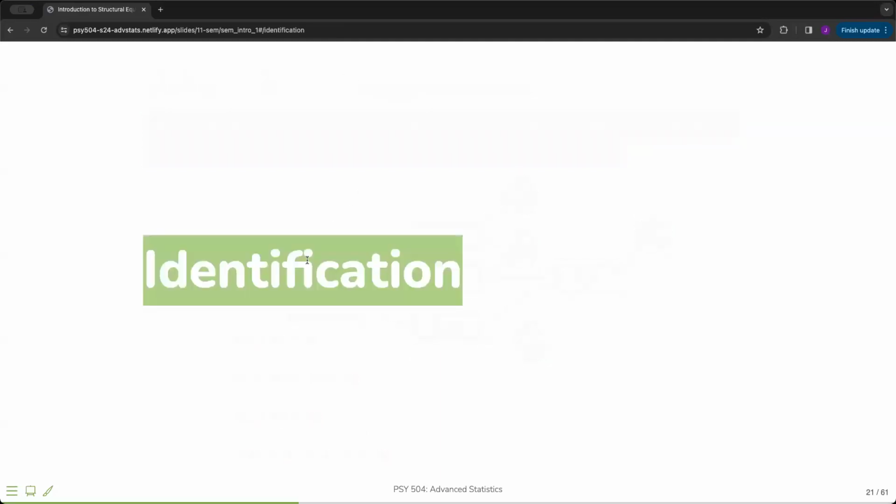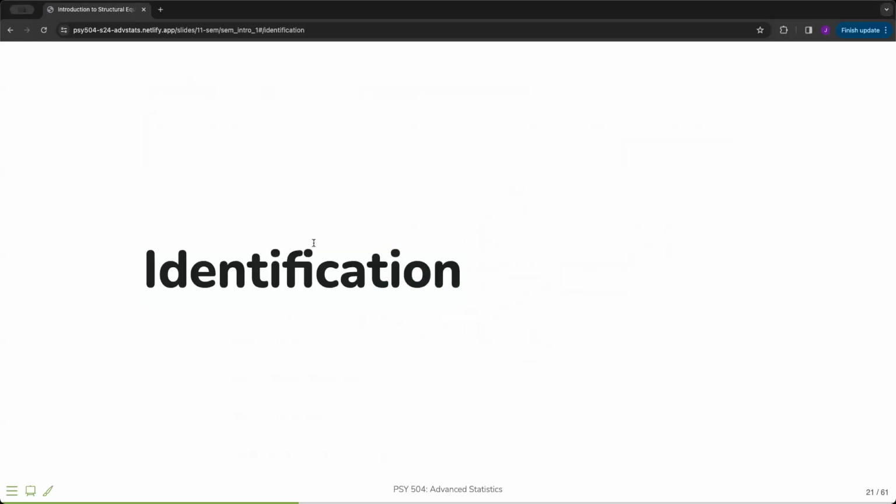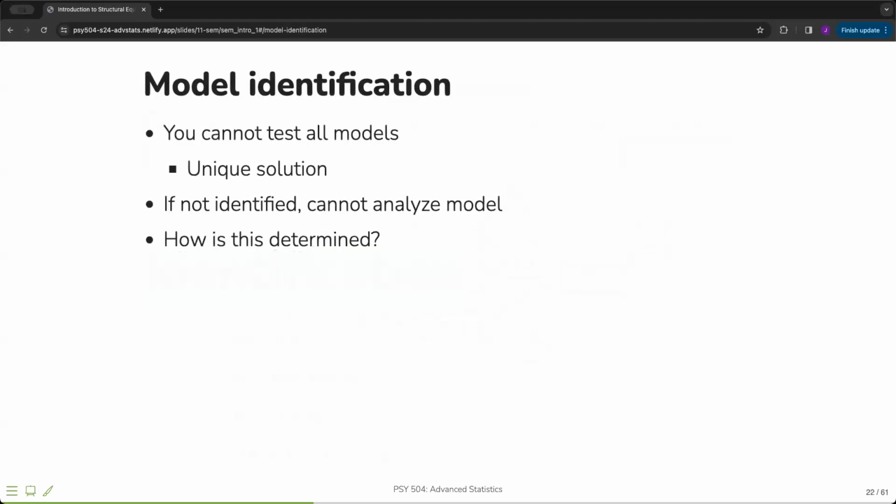All right, so a very important term in structural equation modeling world is identification. So I wanted to spend a little bit of time talking about identification. As I said before, structural equation modeling is highly versatile. We can fit lots of models and look at lots of different relationships between variables. However, we can't test every single model that we want. The model needs to be identified.